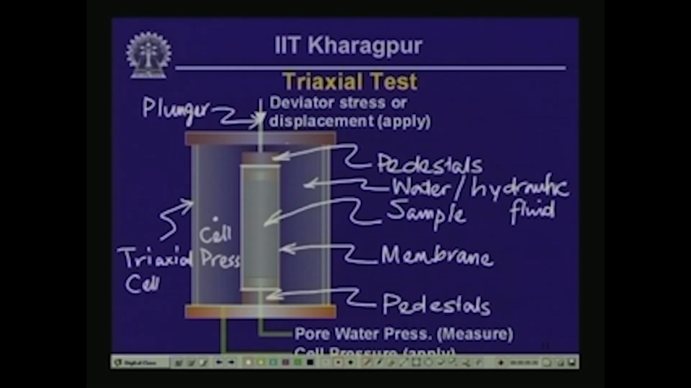So, what we do, actually, we apply a pressure in addition to the cell pressure through a plunger near the top, and we increase that stress, that is called deviator stress, until the sample fails or it cannot support any higher value of deviator stress. Sometimes these tests are carried out in a displacement control manner, in which a constant rate of displacement is applied through the plunger on the top pedestal.